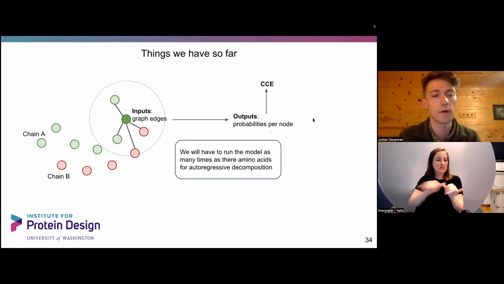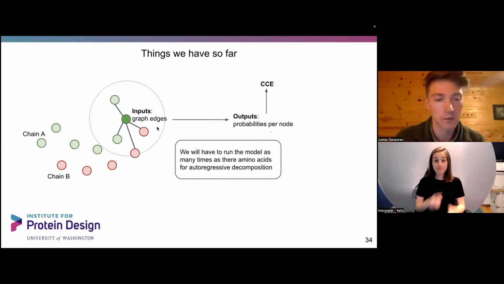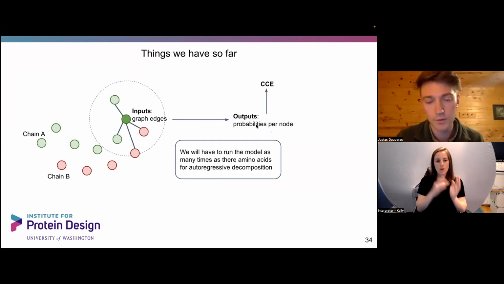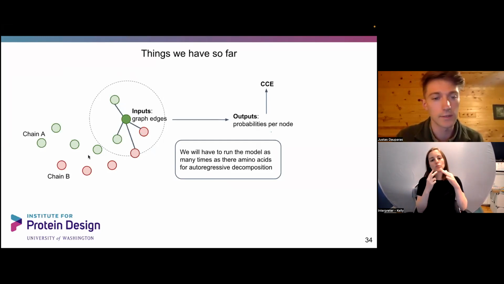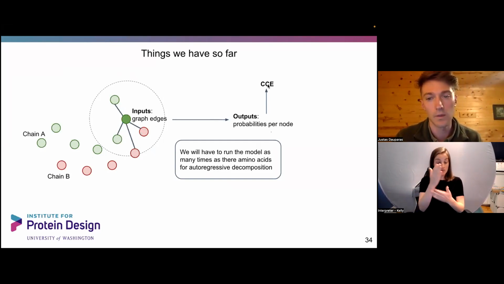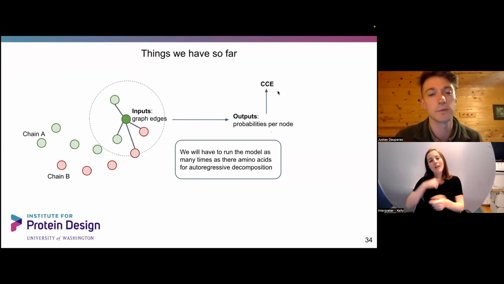So what we have so far is we made this graph that is a local graph, and we have features on the edges that are this positional encoding and also these geometric features. And then we want to predict these probability distributions per node given the rest of the amino acids. So amino acids will be encoded as nodes, some of them that are decoded. And then we have the true labels, and we can calculate the categorical cross entropy loss.